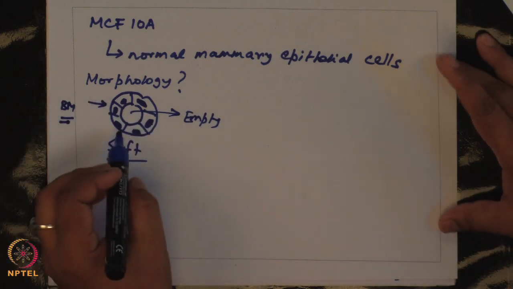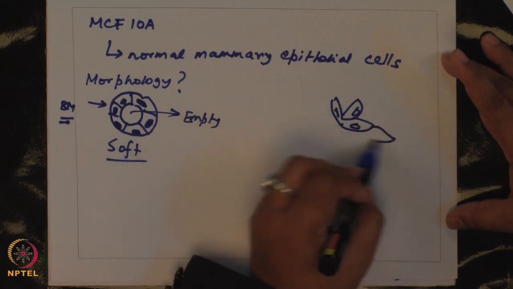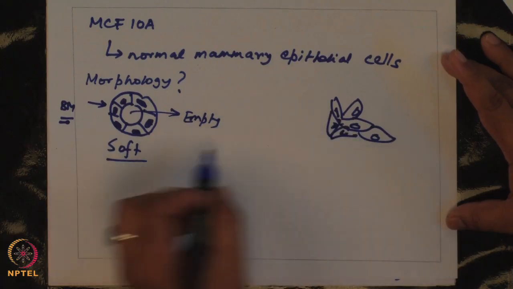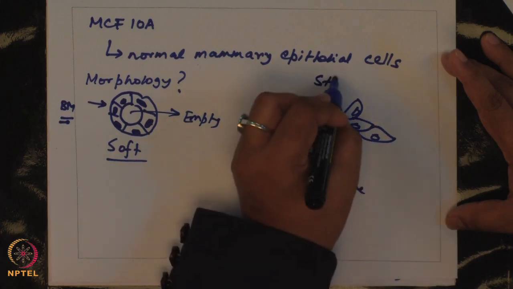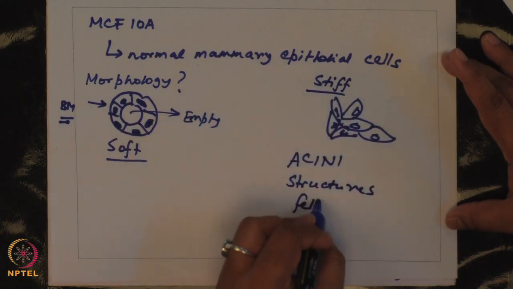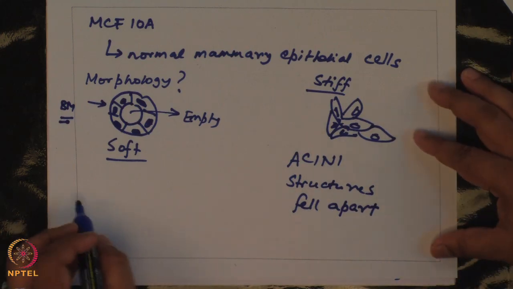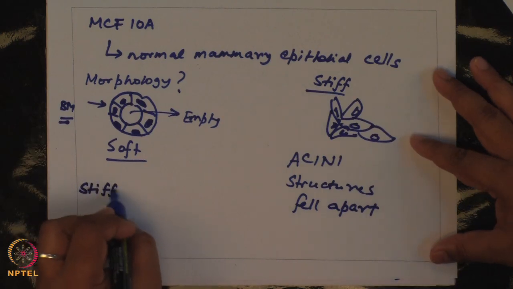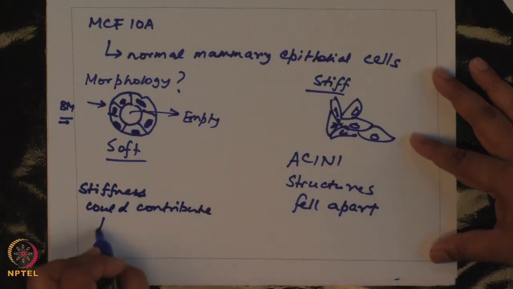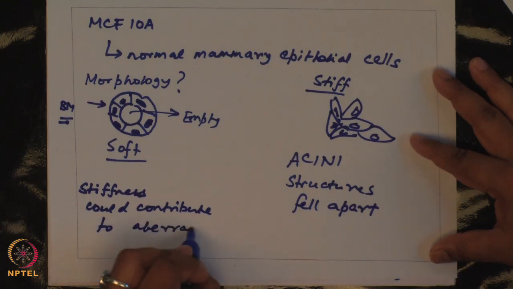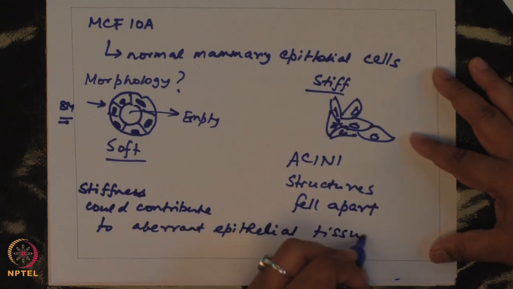Each of these represents the nuclei. But when she looked at the morphology on the stiff surfaces, what she found was a group of cells, a very invasive phenotype. The acini structure was gone. So, on the stiff surfaces, acini structures fell apart. There were no acini structures. So, this suggests that tissue stiffness could contribute to aberrant epithelial tissue organization.